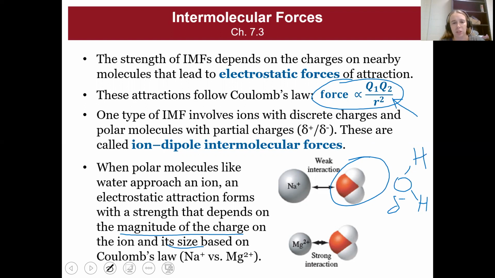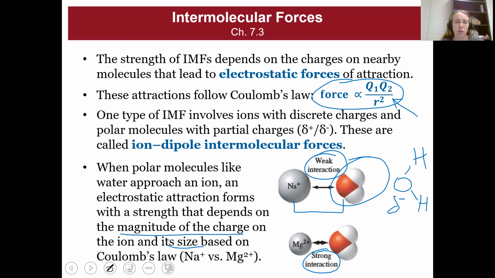So oxygen is the more electronegative atom in water. So that's where we have the partial negative charge. That's where the electrons like to reside primarily. So that's the partially negative end interacting with the positive ion. And that makes sense because electrostatic forces are opposite charges. Anywho, we can see here that sodium has a weaker interaction than magnesium, which has a strong interaction with water.